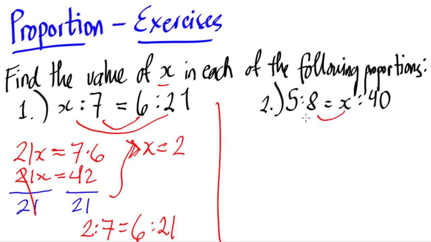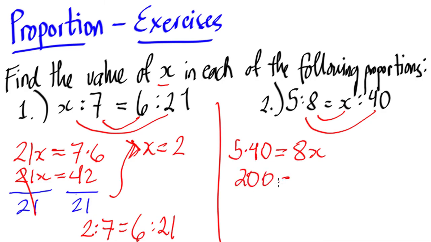So the product of the means is equal to the product of the extremes. So let's have 5 times 40 first. 5 times 40 is equal to 8 times x, or let's just write it as 8x. 5 times 40: 5 times 4 is 20, add another 0 for that. Equals 8x. So to get the value of x, we need to isolate the x in order to get its value. Therefore, we need to divide the whole equation by 8.